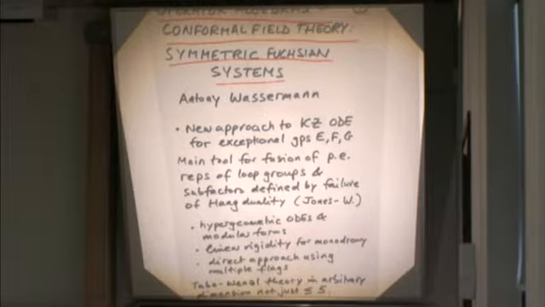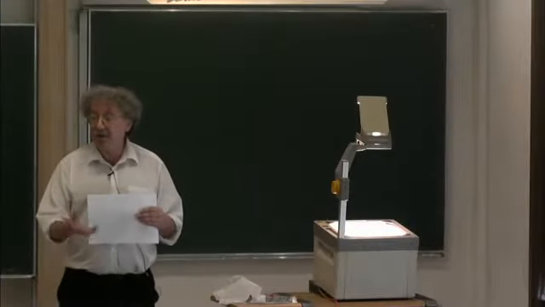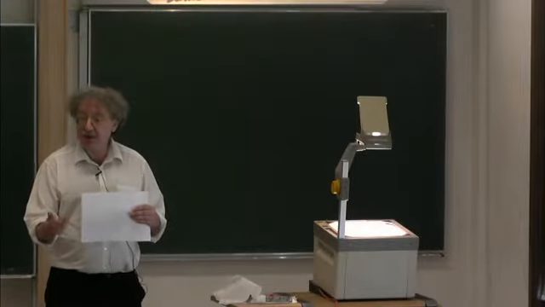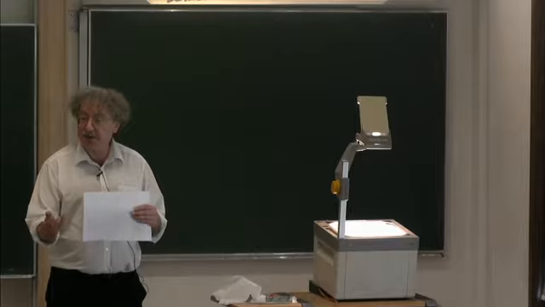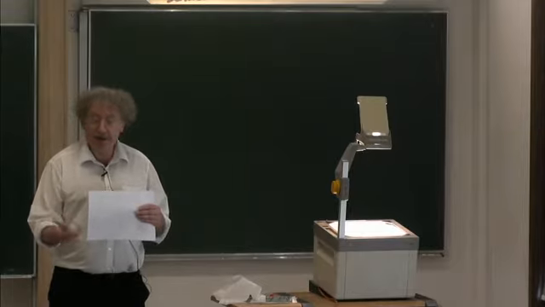So the main tool for fusion of positive energy representations of loop groups and subfactors, which are defined by the failure of Haag duality, is this KZ-ODE. That's kind of the central thing. And if you think about Vaughan's planar algebras, there are some little boxes there which contain all the goodies. This is such a box with a great goodie inside it.